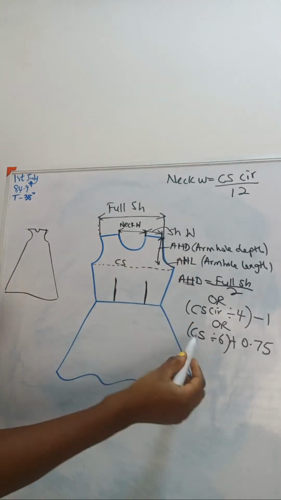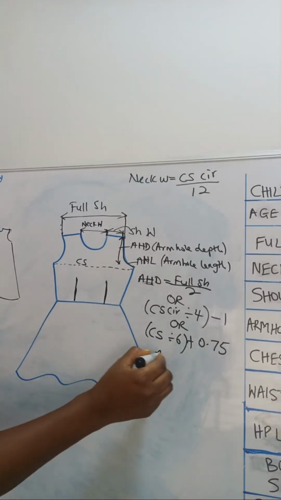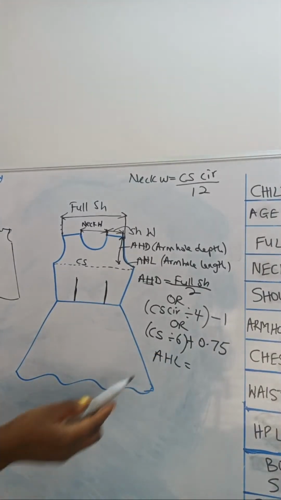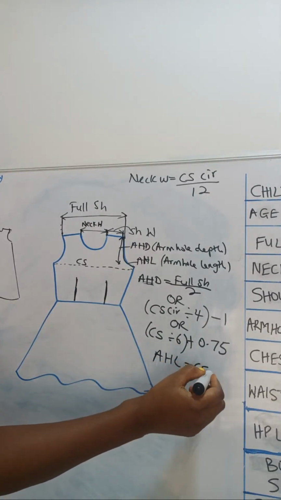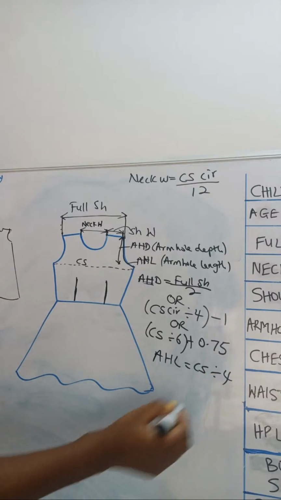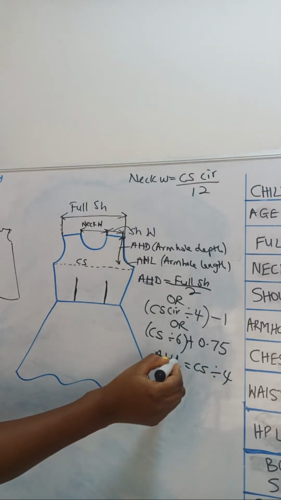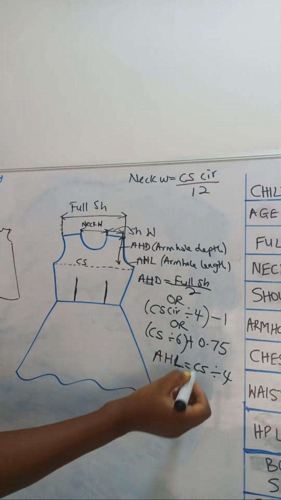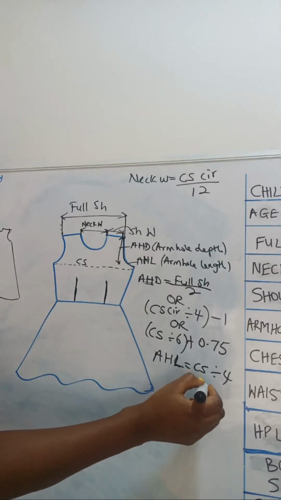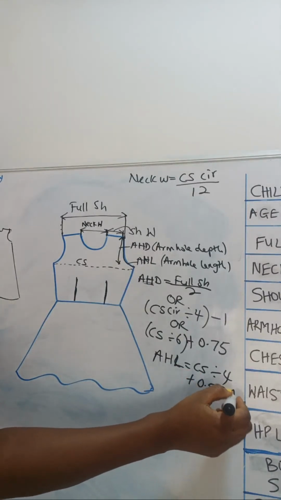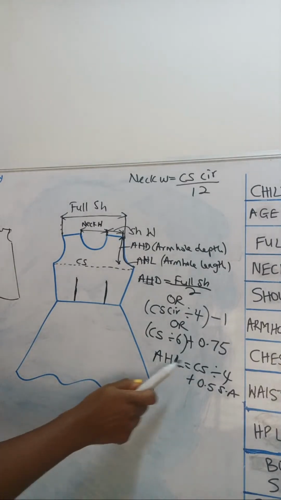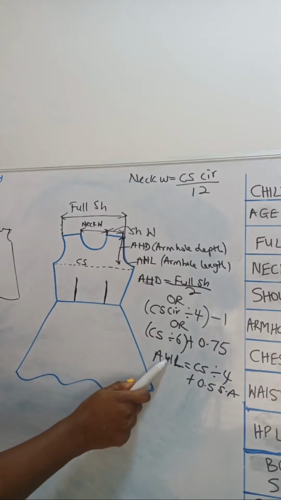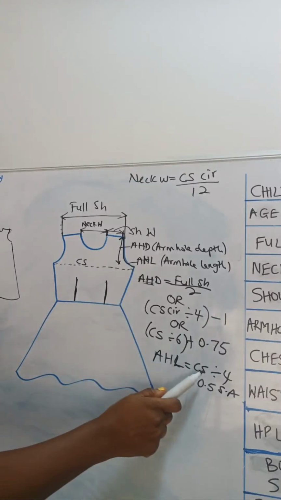Now, for the armhole length, how do you determine the armhole length? Most times to determine the armhole length, you just divide the chest circumference by 4, and that will give you the armhole length. And then in some cases, you may need to add 0.5 inch seam allowance, because the child's clothes is supposed to have a little bit of freeness. So this is what you need to determine the armhole length.